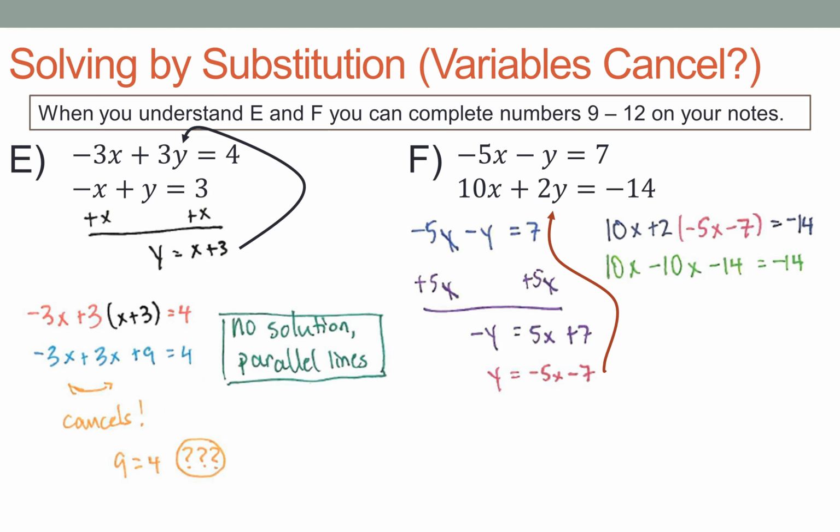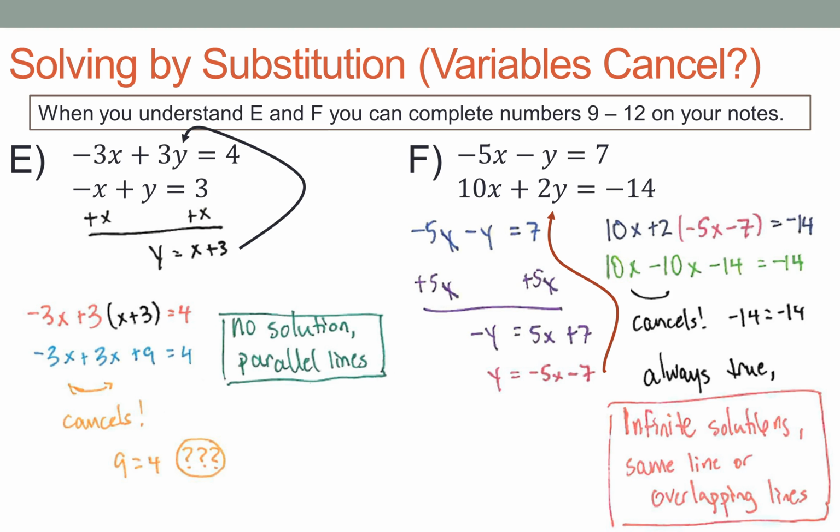Yeah, if you're feeling uncomfortable, it's because you see that there's a 10x minus 10x, and we know that's equal to 0. So they cancel. That leaves us with negative 14 is equal to negative 14. Does negative 14 equal negative 14? If you're saying yes, it's because you're right. They do equal, which means it's always true, which means there's infinite solutions.